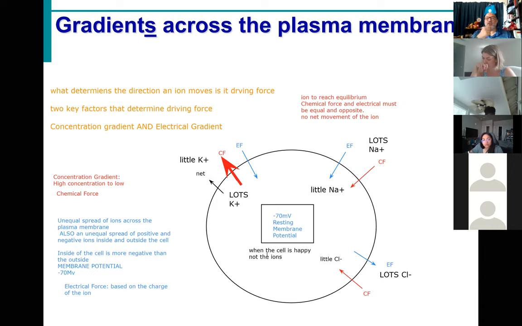These things are constantly moving. There are things we call leak channels that are open all the time. Let's make this brown so we can emphasize this point. There are sodium leak channels where sodium is constantly coming into the cell. There are also potassium leak channels, where potassium is constantly leaving the cell.